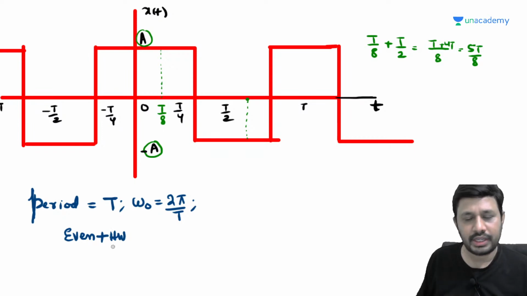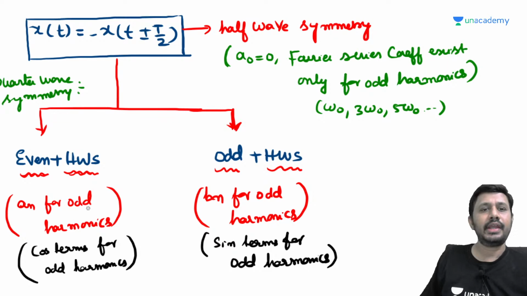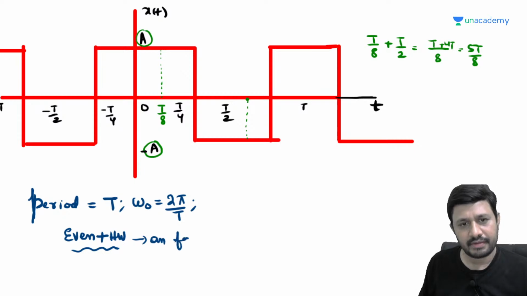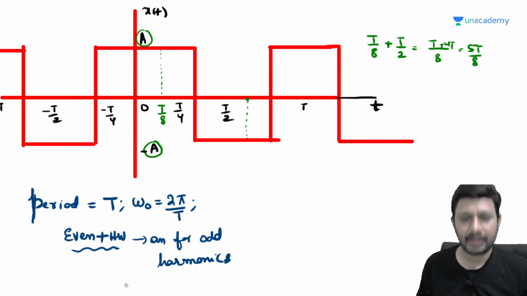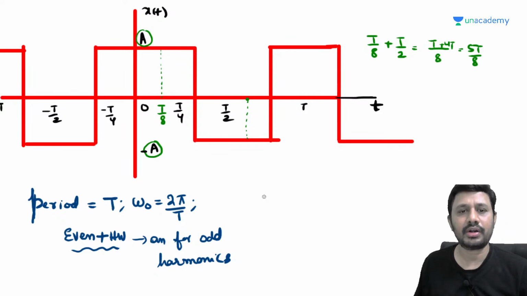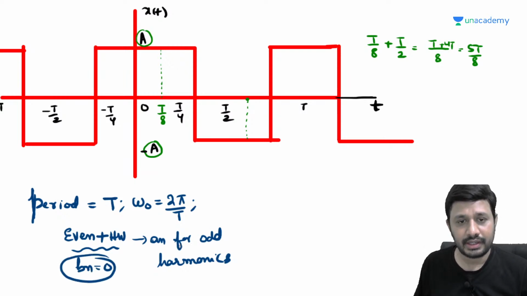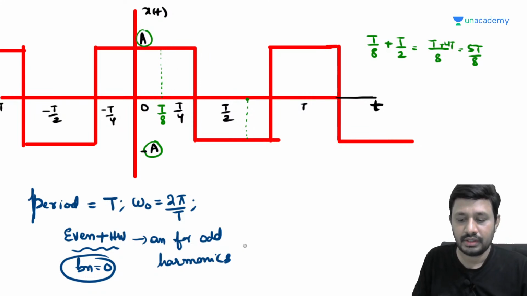Even and half-wave symmetry means, as per our discussion, that in the resulting Fourier series expansion we must have An for odd harmonics, that is, cos terms for odd harmonics. So let's see whether we get those or not. Even means Bn is straight away 0. A0 may or may not exist; we'll see the nature of A0 also. But An, if it exists, must exist only for odd harmonics. Now let's verify.